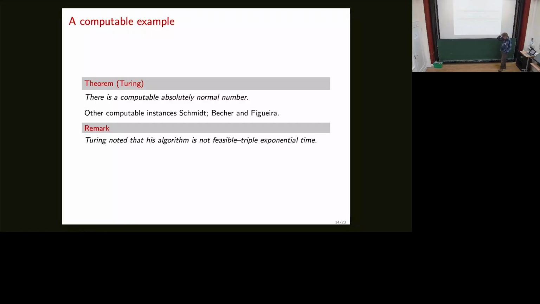But other examples were Schmidt gave one. I should have written down. Knuth gave one. Becher and Figueroa. There was a sort of missing point in Turing's argument, and they filled it in. So there are different ways to come at algorithms to produce absolutely normal numbers.